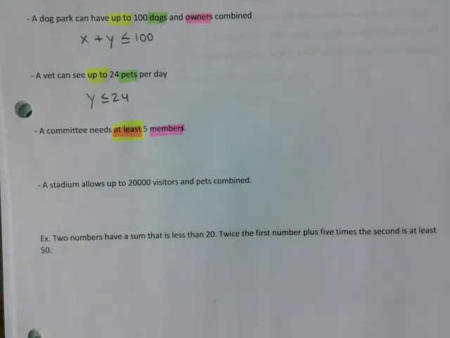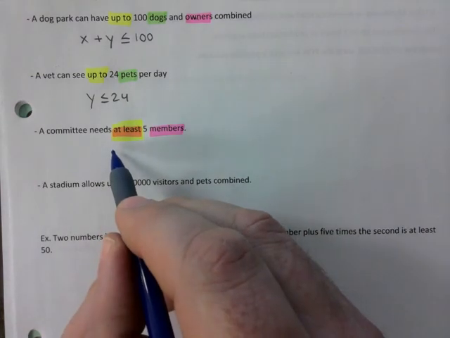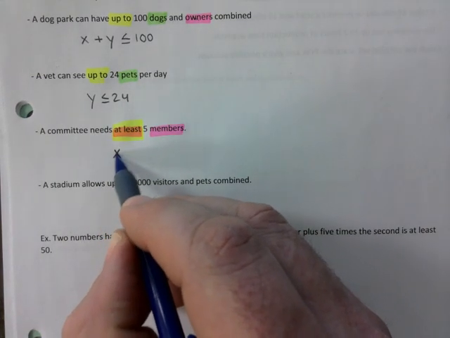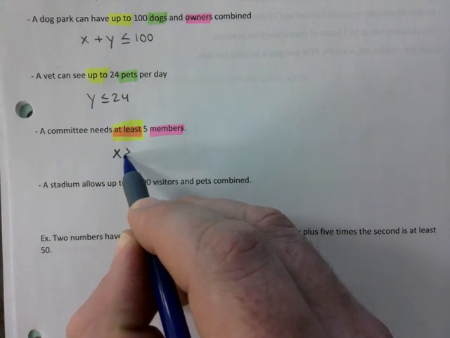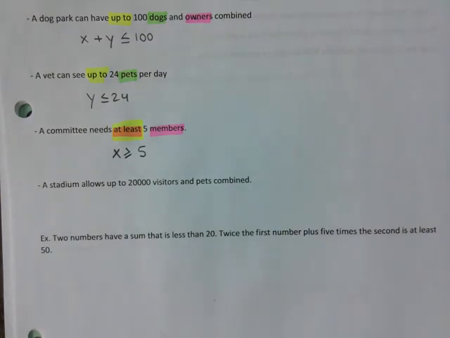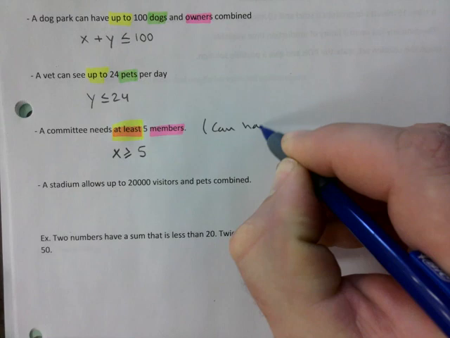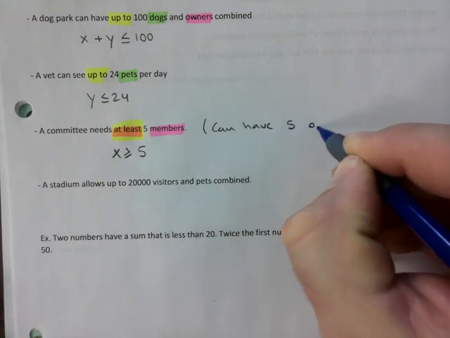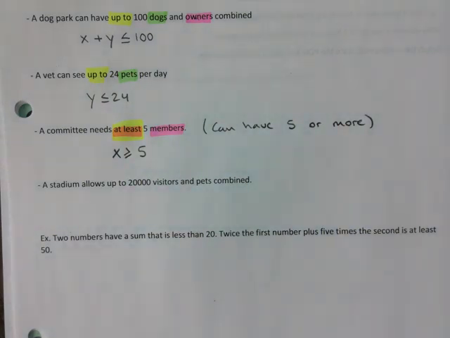And so people right there. A committee needs at least 5. So which way is the inequality going to go here? If these are your members, that needs to be greater than or equal to 5. At least 5. So you can have exactly 5 or more.